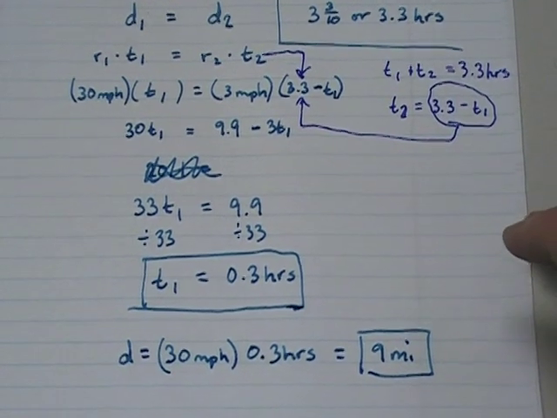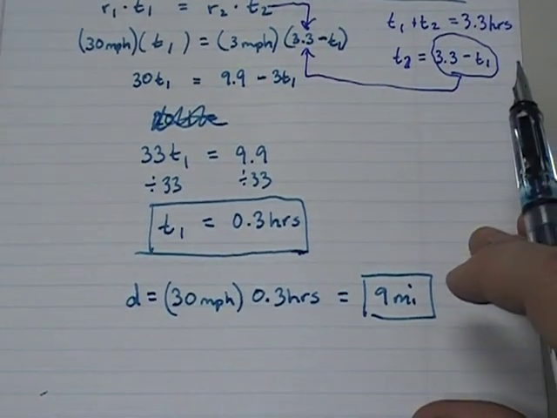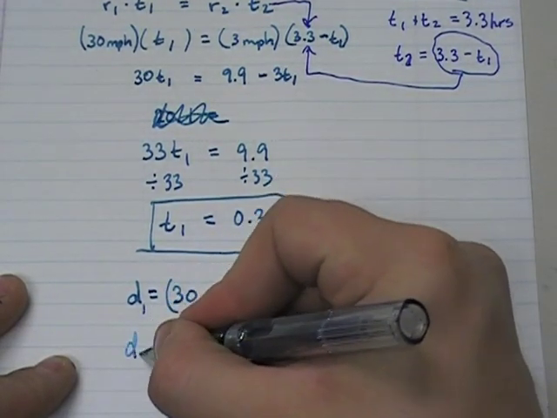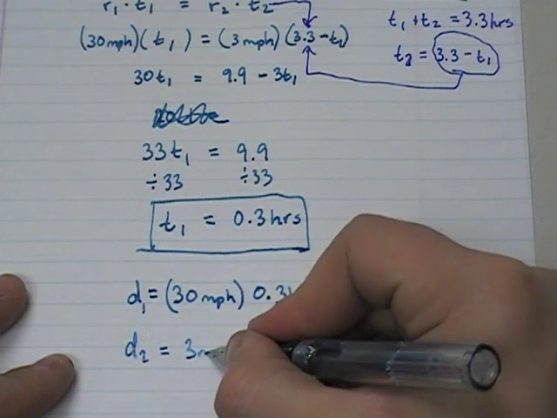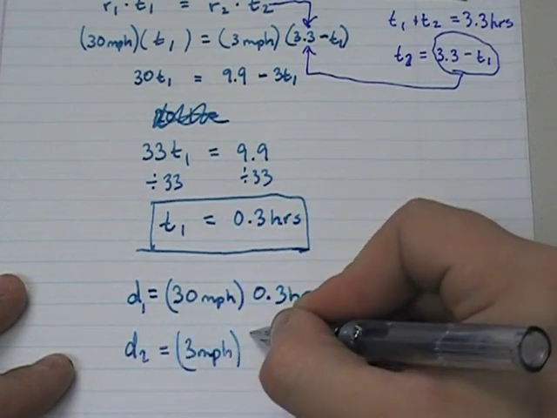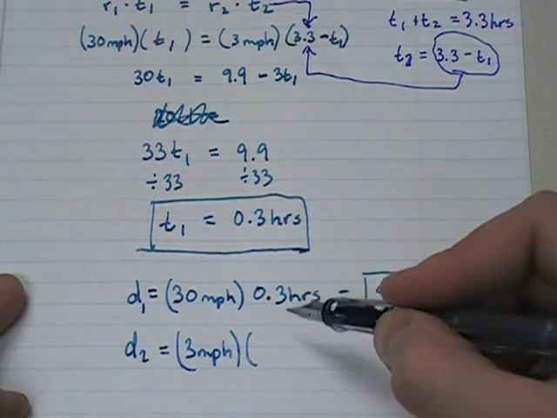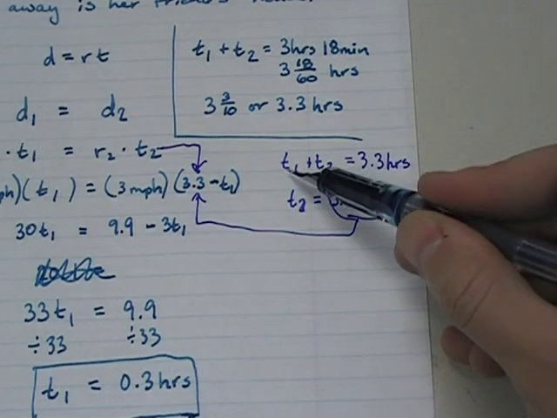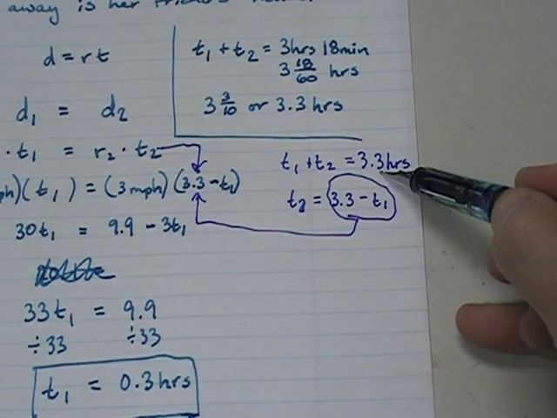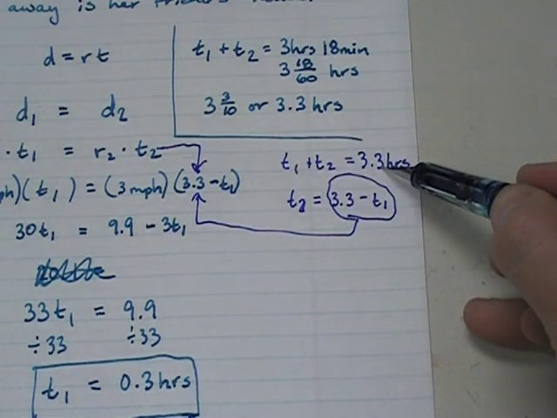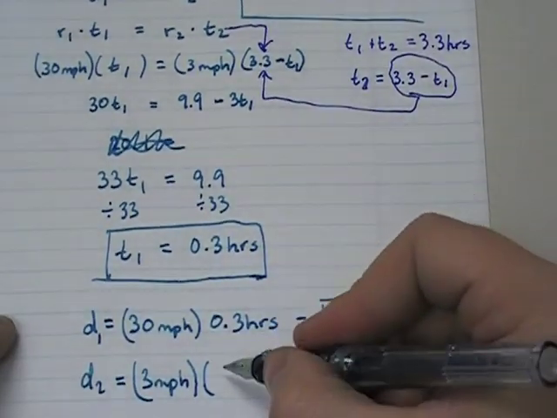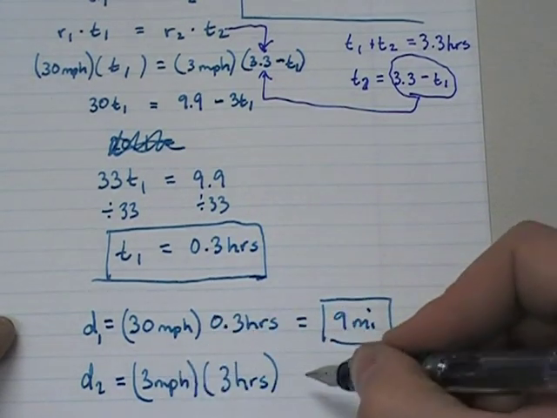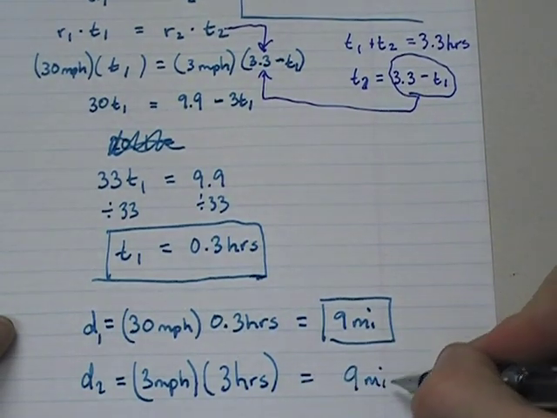Well, what about the trip back? Let's double check our original assumption. What about the trip back? Well, the trip back was at 3 miles per hour. And this is T1. Well, the total time was 3.3 hours. Right? T1 plus T2 was 3.3 hours. So if time 1 is 0.3, time 2 must be 3 whole hours. And 3 miles per hour times 3 hours equals 9 miles.